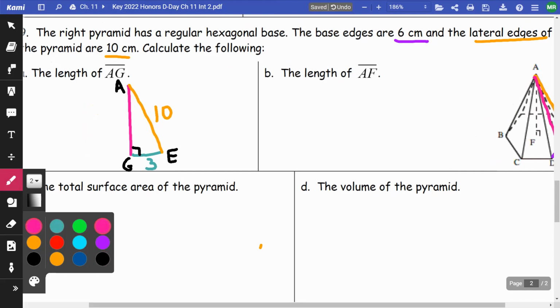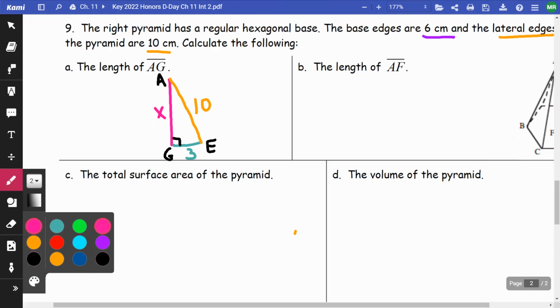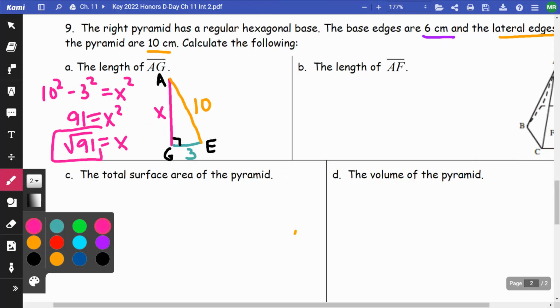I'm just going to call it X right now, okay? So x squared plus 3 squared equals 10 squared, or what I'm going to do instead is 10 squared minus 3 squared is equal to x squared. So that's 100 minus 9, which is going to be 91. So x is going to be the square root of 91. So that is the length of AG. AG is going to be root 91.